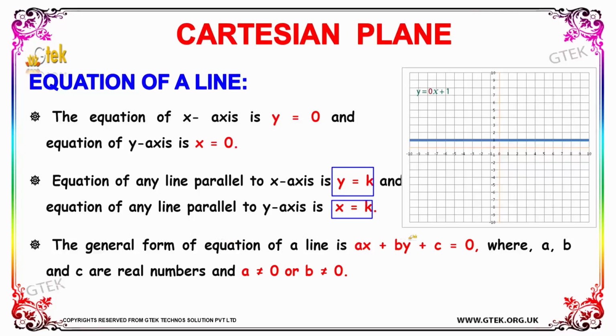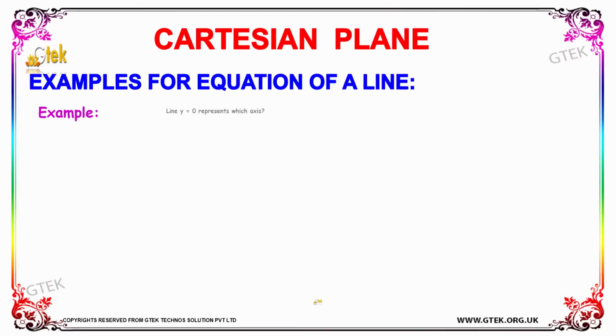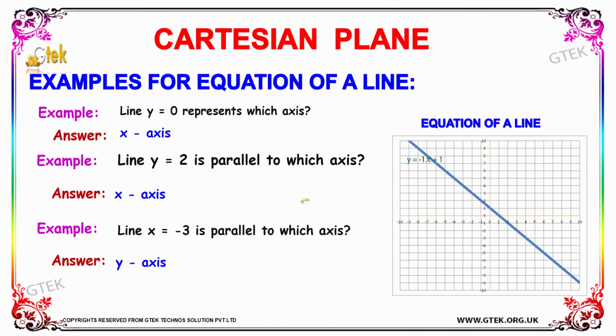The general form of the equation of a line is ax plus by plus c equal to 0. In this equation, a, b and c are considered to be real numbers, and a is not equal to 0, or else sometimes b is not equal to 0. So this is a condition. We have some examples along with the answers. Let's see those and discuss them now.